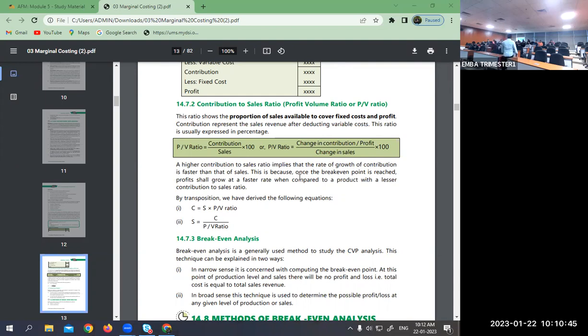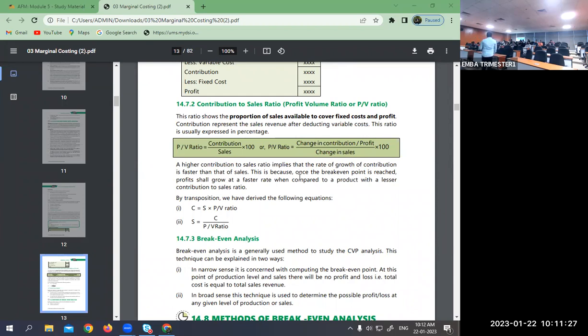It is not accounting, it's mathematics, no? Why divided by 100? Logic. My sales how much? What is my sales I told you? 100. What is my variable cost I told you? 60 rupees. So what is contribution? 40. What is PV ratio? 40%. 40%, right?